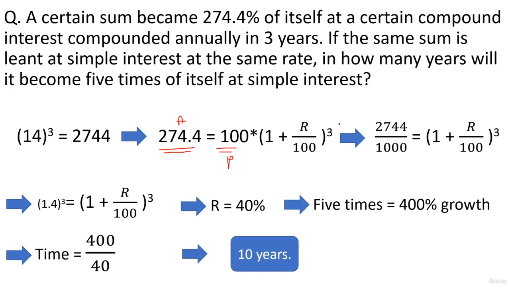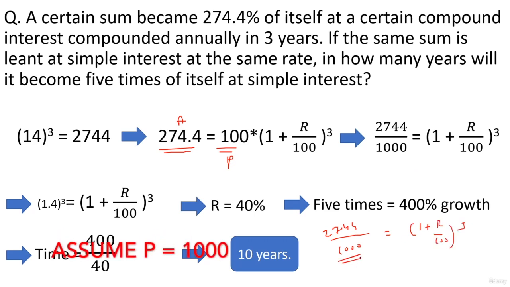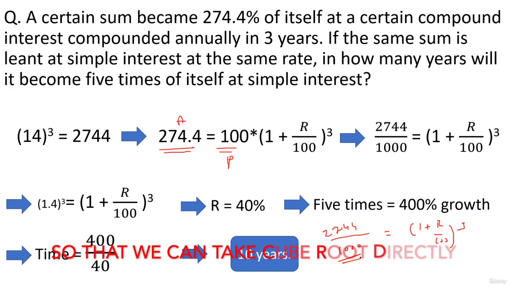As simple as that. Okay, now it might look very, very verbose and lengthy while solving, but see, this is what I'm trying to explain right now. And solving is very, very different as compared to explaining right now. So solving के समय में क्या करूंगा मैं? I'll just write two things. I'll write 2744 by 1000 will be equal to 1 plus r by 100 raised to 3. मैं तो प्रिंसिपल को 1000 ही अज्यूम करूंगा सीधे, जिससे कि सीधा क्यूब रूट निकाल सके हम लोग.